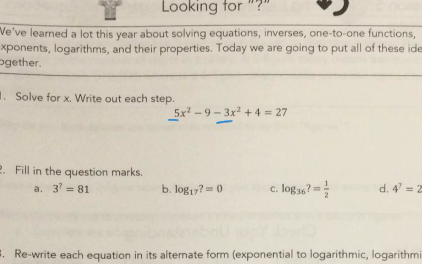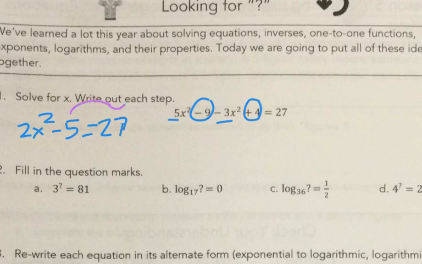You simplify first, so combine like terms. So right there, those two combine to be 2x squared. And then negative 9 plus 4, that combines to be negative 5. Equals 27. Then what would you do? Move the 5 over, it becomes positive. So now I've got 2x squared equals 32. Then what would you do? That's it. You have to isolate the variable, so divide by 2. So x squared equals 16.